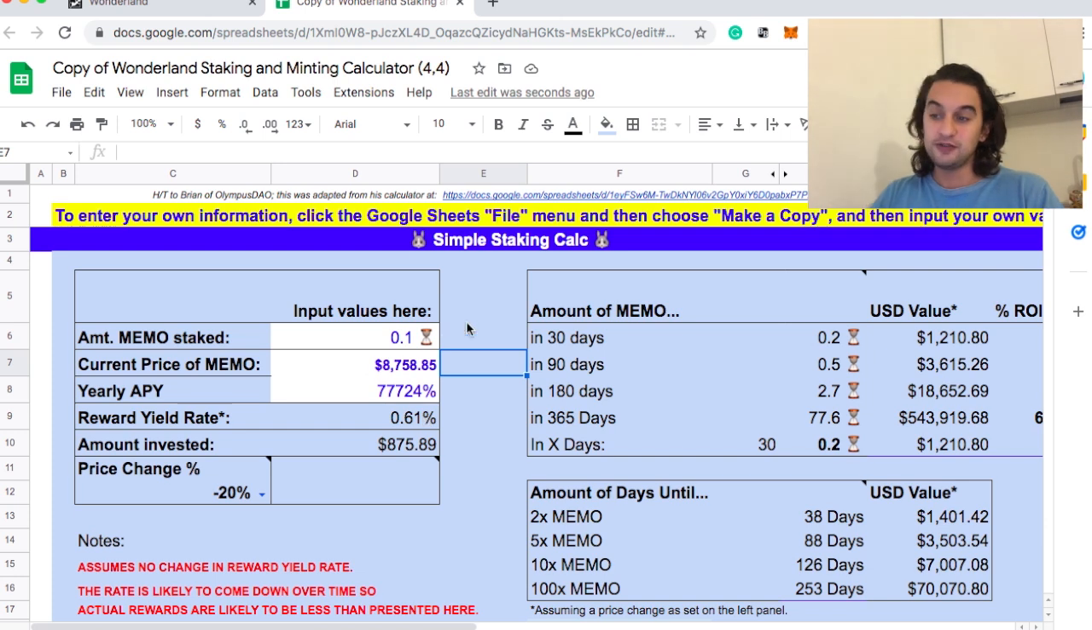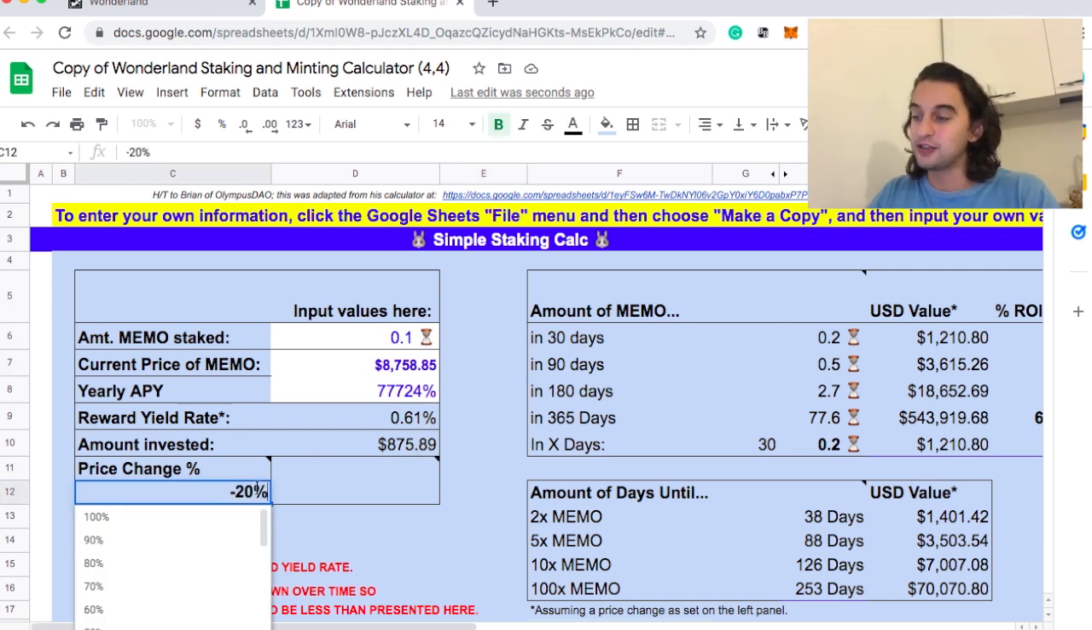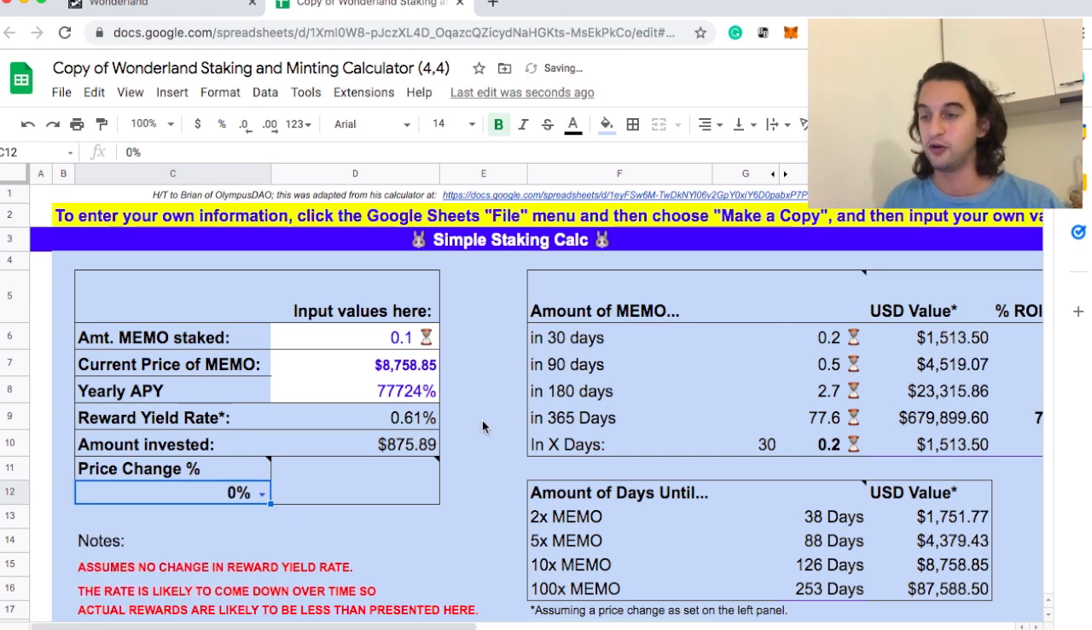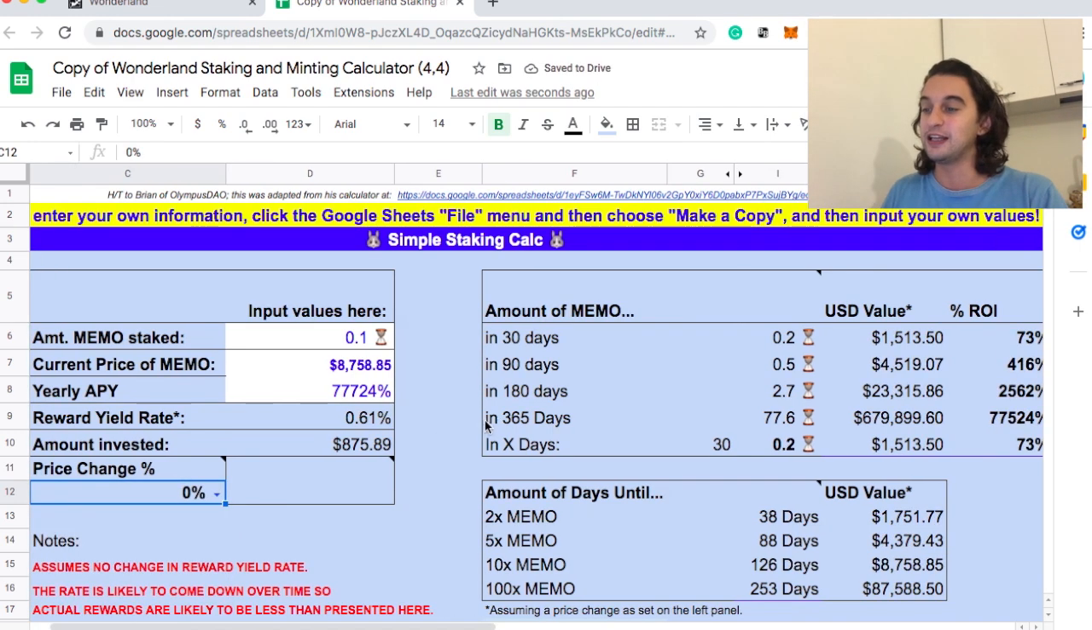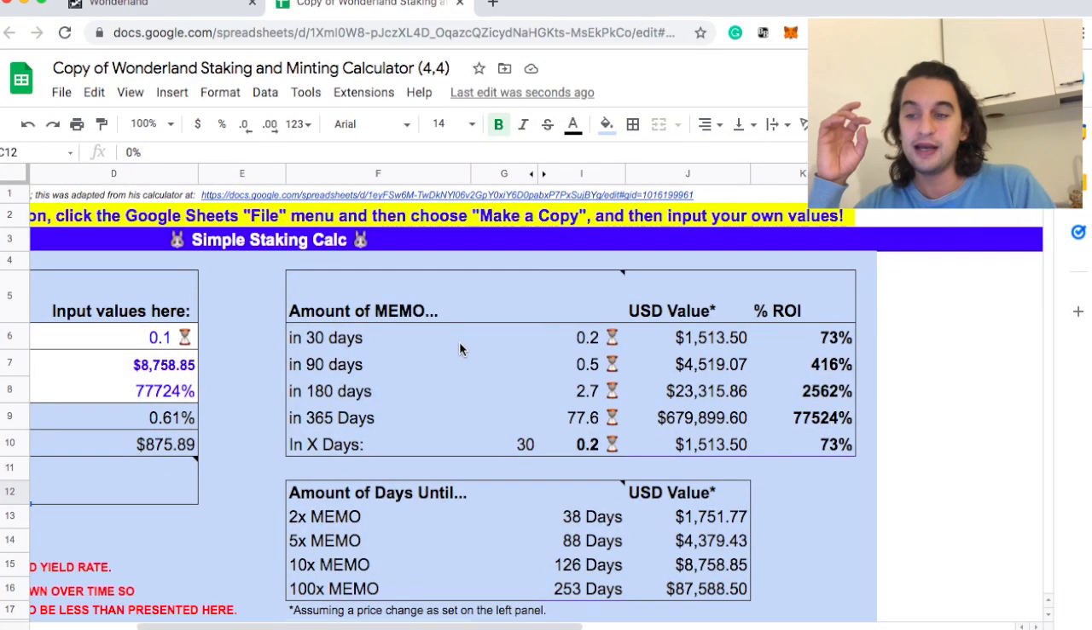So the amount invested, as we say, is 875. Here is, let's say, the price, you can put in different prices, and we're going to go and see. Let's say the price stays flat for 1 year, okay? In 30 days, on $875, you would have earned $1,513 with a 73% return.